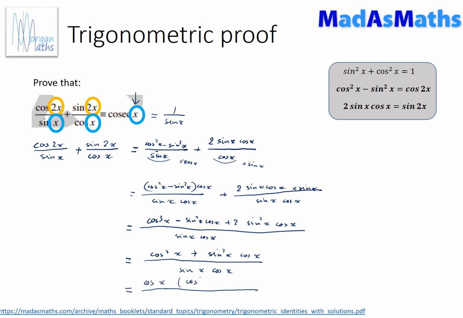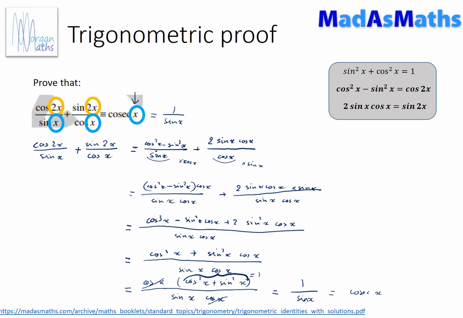Well, we could factorize cos x at the numerator. So let's do that. We now have cos x, and we are left in the bracket with cos squared x plus sine squared x. And that makes me quite happy because I recognize that this bit is 1. Anyway, we then have at the denominator the sine x cos x. So what can I do with that? The cos x cancel. This part here of sine squared x plus cos squared x is equal to 1. So really I'm left with 1 over sine x.